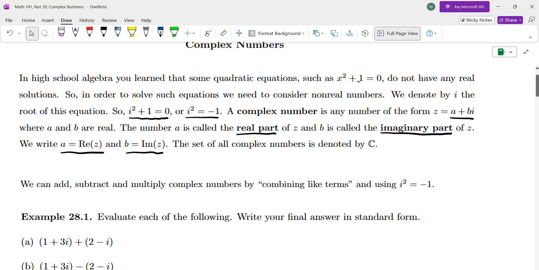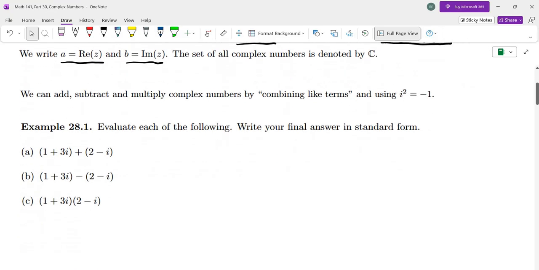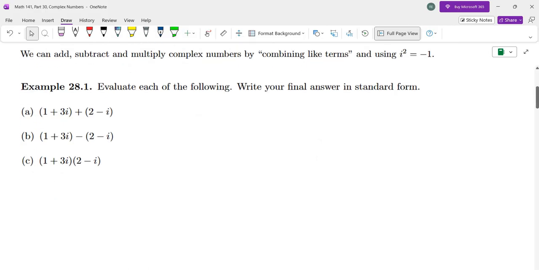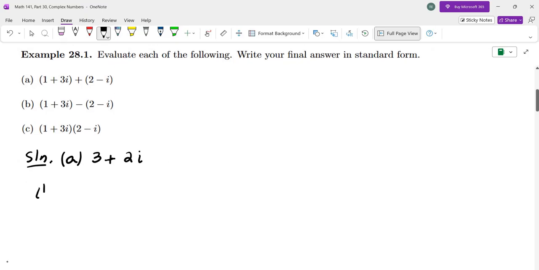Let's do a few examples on adding, subtracting, and multiplying complex numbers. The way we do that is by just combining the like terms and also considering the fact that i squared is -1. So let's look at these three examples. We want to add 1 plus 3i and 2 plus i. So the real parts add up to 3 and the imaginary parts add up to 4, and then there's an i for the imaginary part.